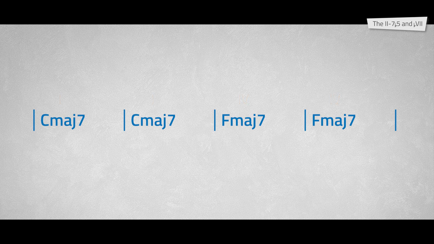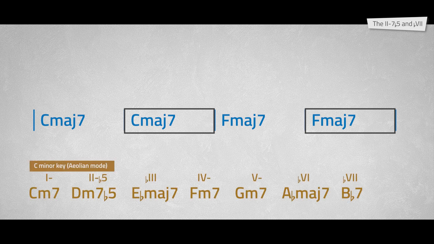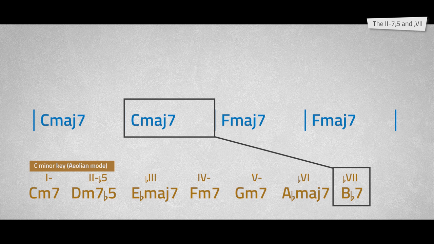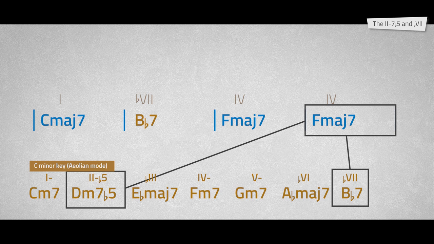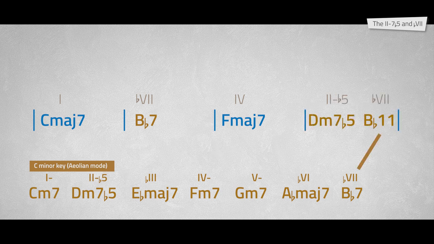This time we will replace the duplicate bars with some interesting chords from the parallel minor scale. We are going to replace the C major chord in bar 2 with a flattened 7th degree of the minor scale, the B flat 7 chord, to precede the F major 7 chord in bar 3. The last bar will be replaced with the 2nd degree of the minor scale, the D minor 7 flat 5 chord, in combination with the B flat 11 chord, which is an extension of the B flat 7th chord.